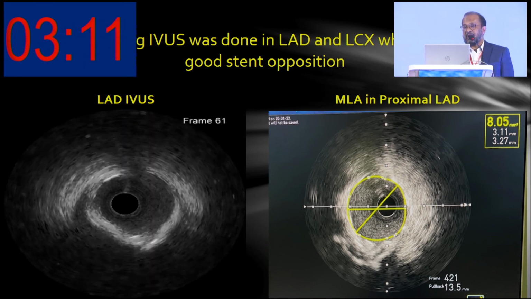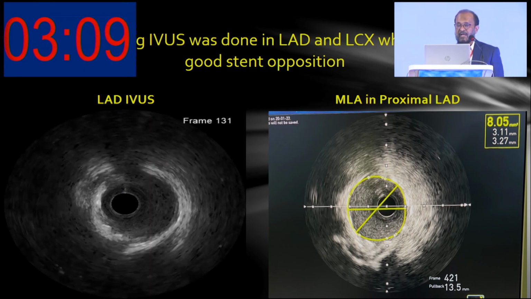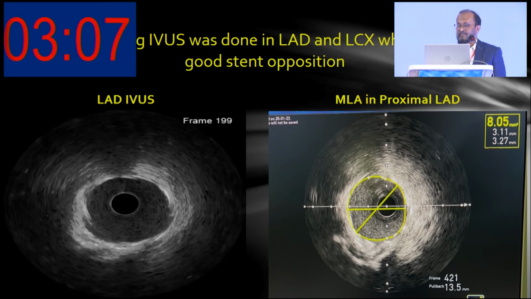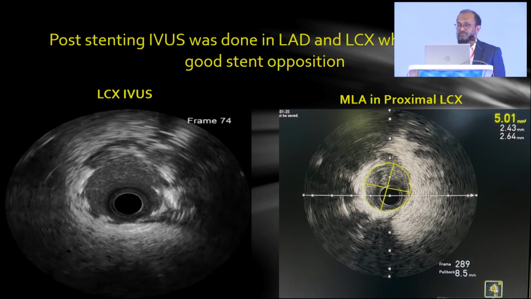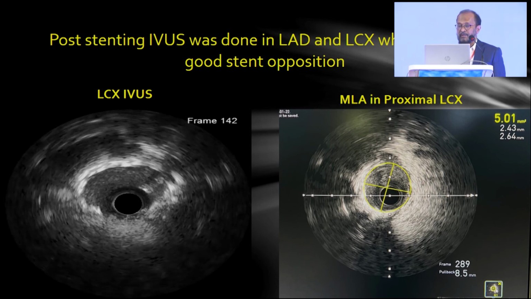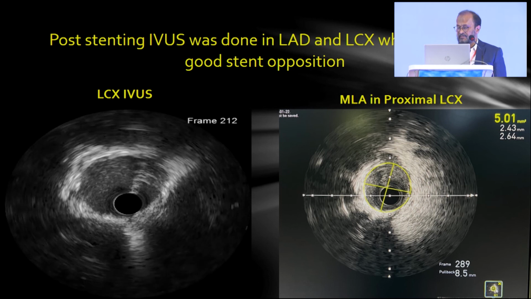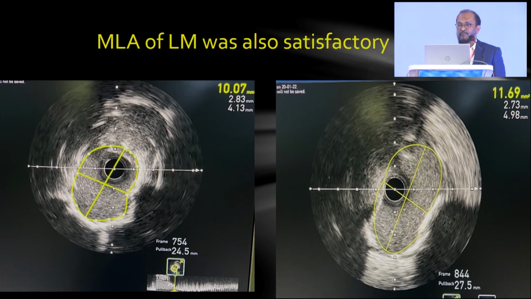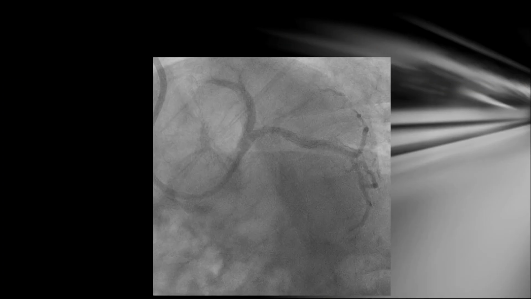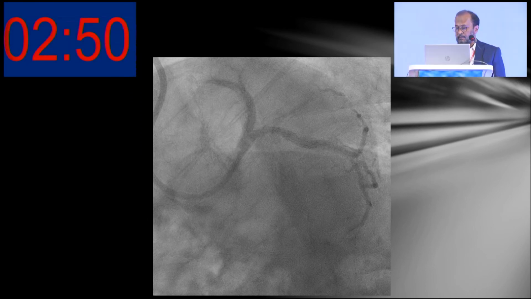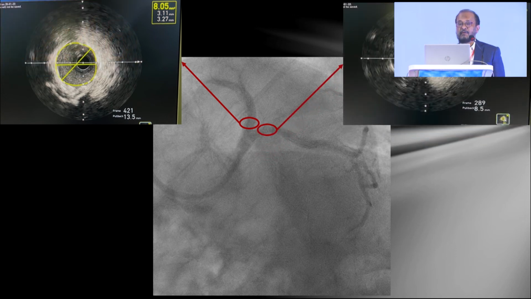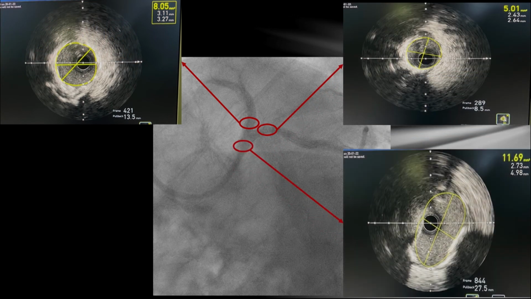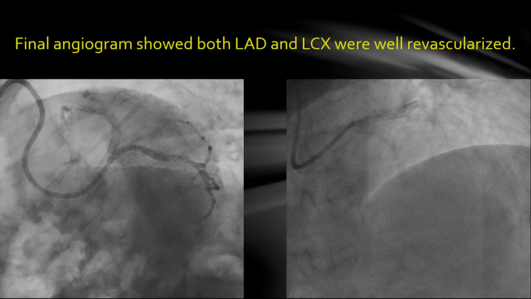And this is the post-stent IVUS of the LAD and SARC. On LAD IVUS, you can see the MLA of the proximal LAD is now 8 millimeter square, and the MLA of the SARC ostium was 5 millimeter square. So SARC 5, LAD 7, and the MLA of the left main is 11. This is the last picture. So 5, 8, and 11. We need 5, 6, 7, 8. Final angiogram.